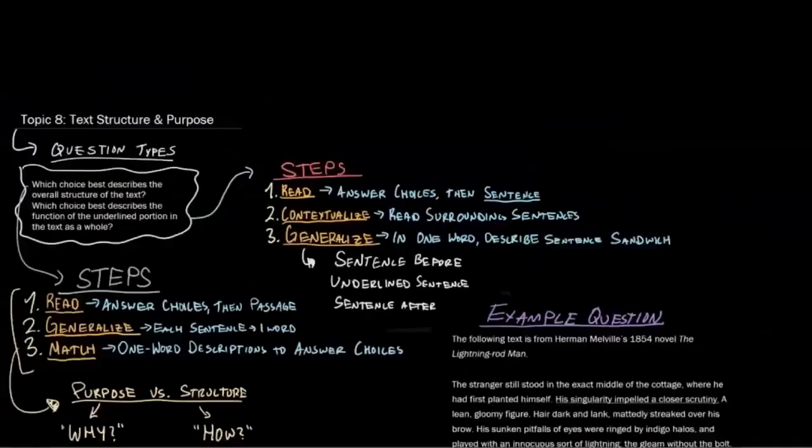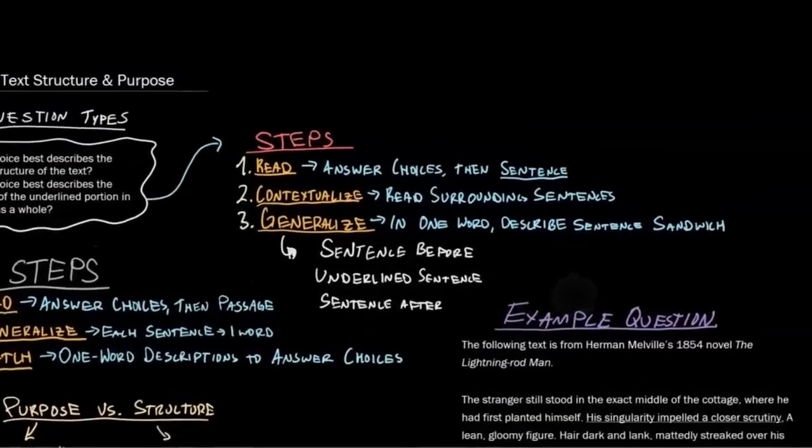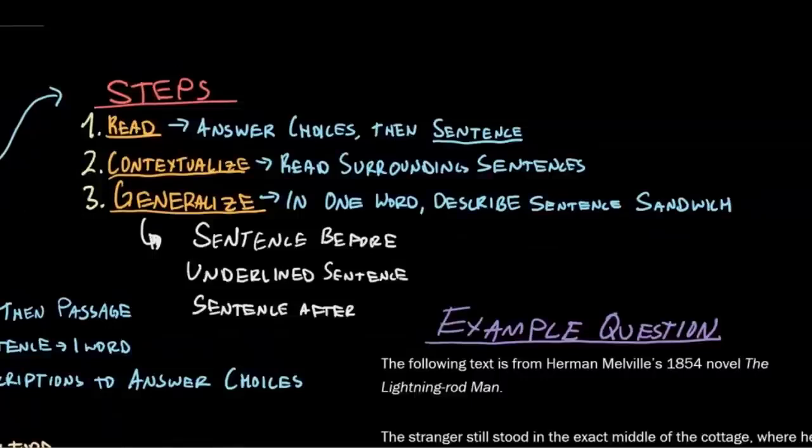Now let's take a look at a different problem, right? Kind of similar. Which choice best describes the function of the underlined sentence as a whole? So the first thing you do is read the answer choices, then you read the sentence, and then you read the surrounding sentences. So we're going back to the sentence sandwich, okay? And then we're going to do it in one word. We're going to describe our sentence sandwiches. So each of these words is going to have one sentence description. Our sentence sandwich is the sentence before, the underlined sentence, and the sentence after.